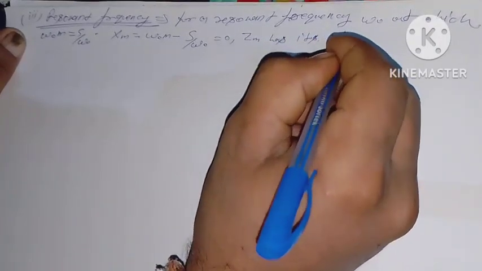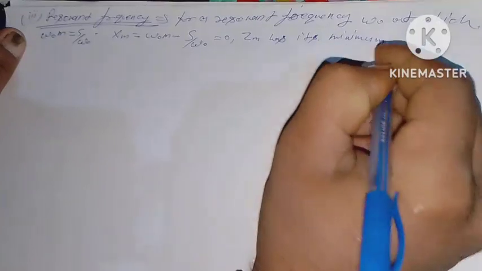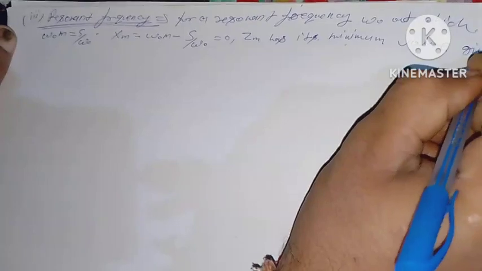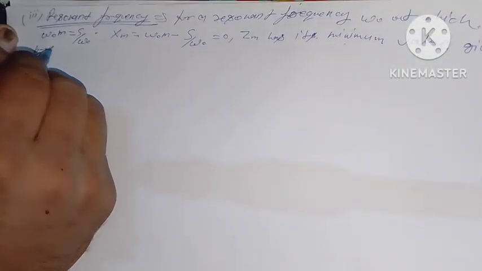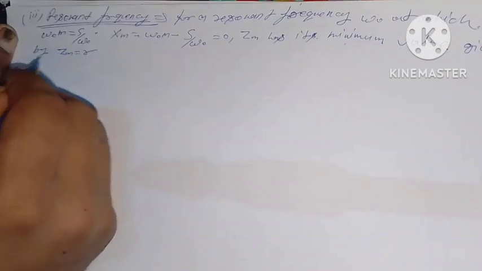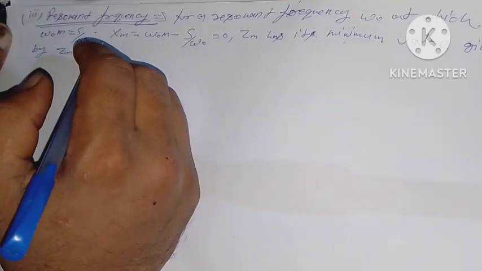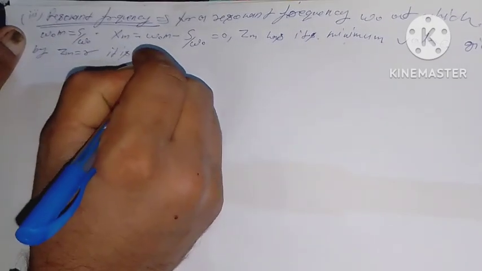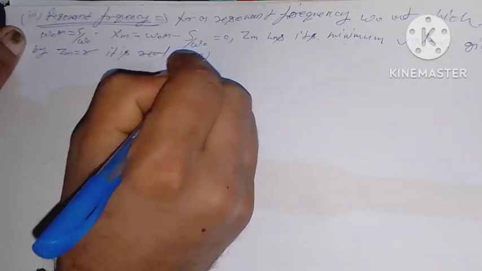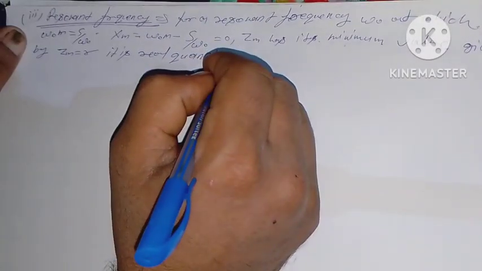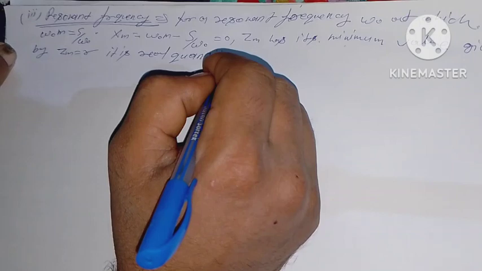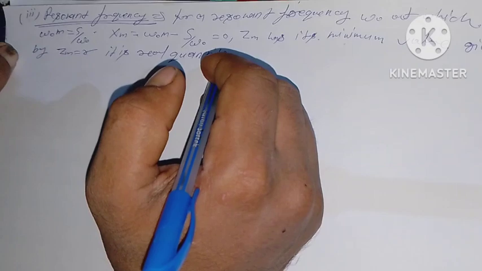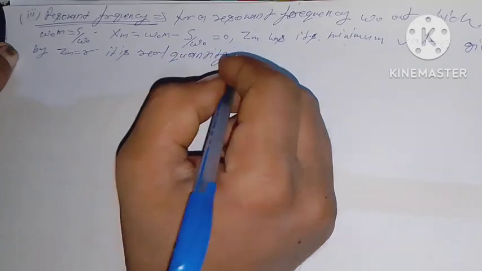Zm has its minimum value given by Zm equal to R. It is a real quantity with zero reactance.